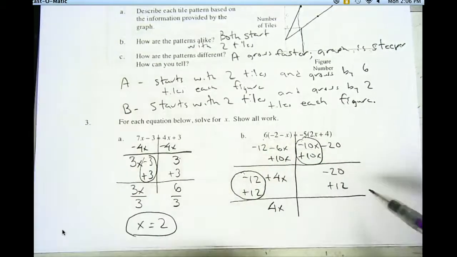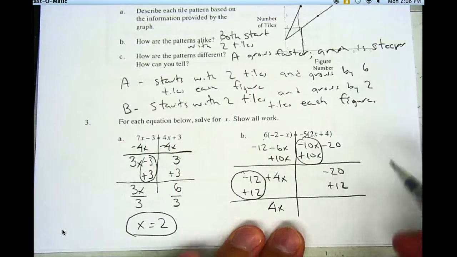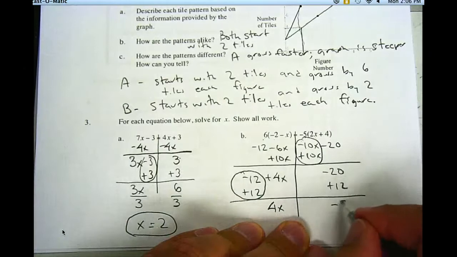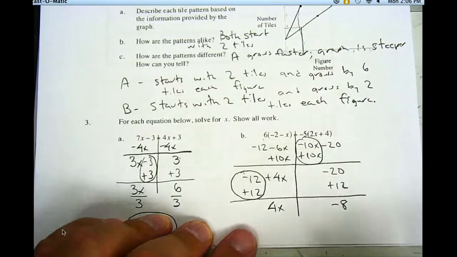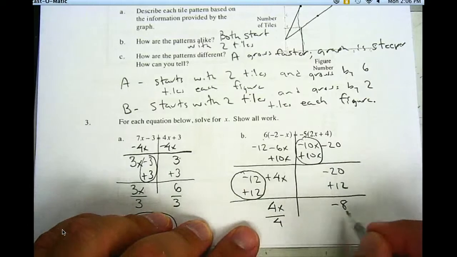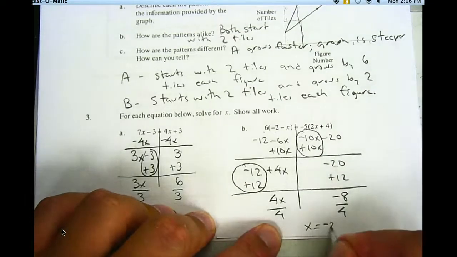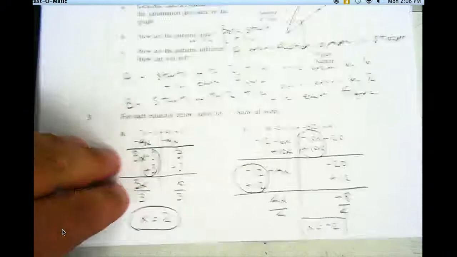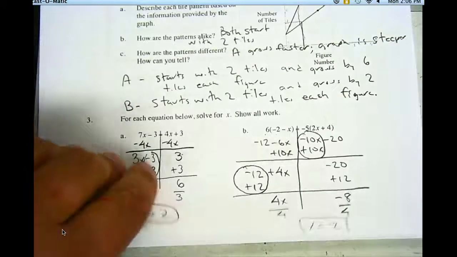And on the right side, I'm going to take those 12 positive tiles with 12 of my negative tiles to make zeros, and I'm going to be left with 8 more negative tiles, so it's going to be negative 8. Then I can divide both sides by 4, and on this one, I get x is equal to negative 2. That's how you do the first page. Okay, I'll flip it over.